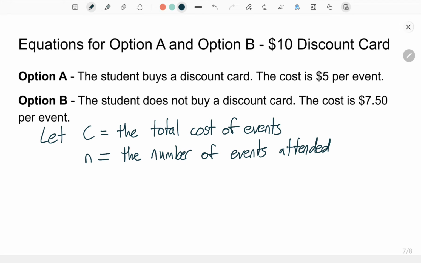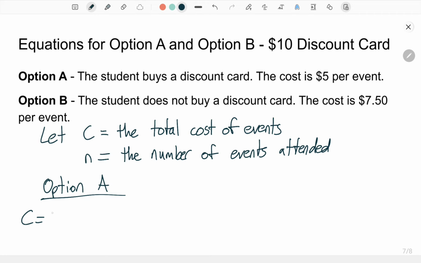Okay. So now, how do we make some equations? So we'll do this one at a time. Option A. Okay, so option A, we have the cost, and it says the student buys a discount card.